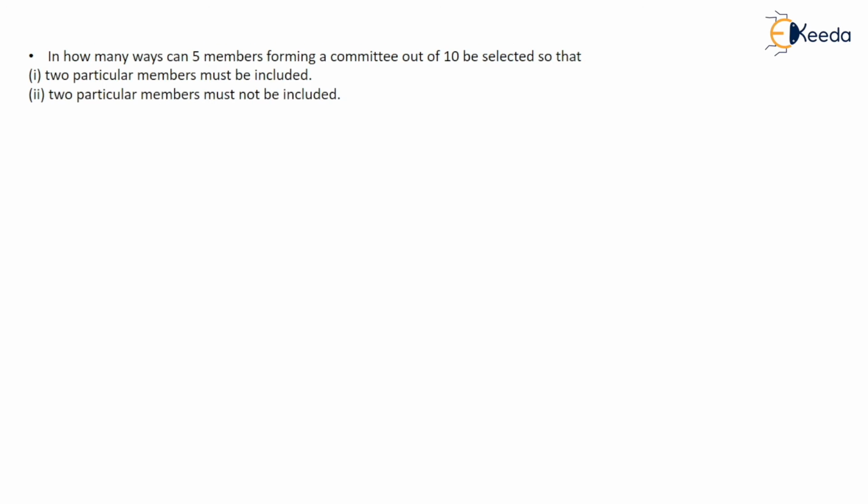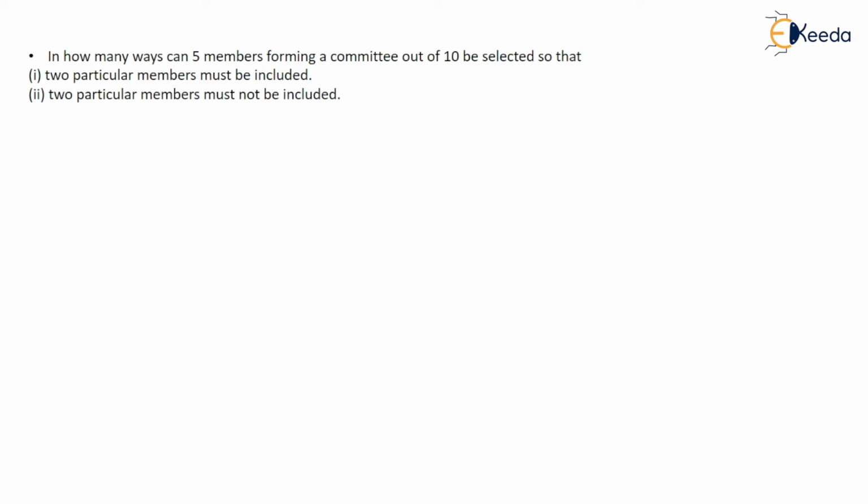Okay, here is a question: in how many ways can a committee of 5 members out of 10 be selected so that 2 particular members must be included and 2 particular members must not be included?